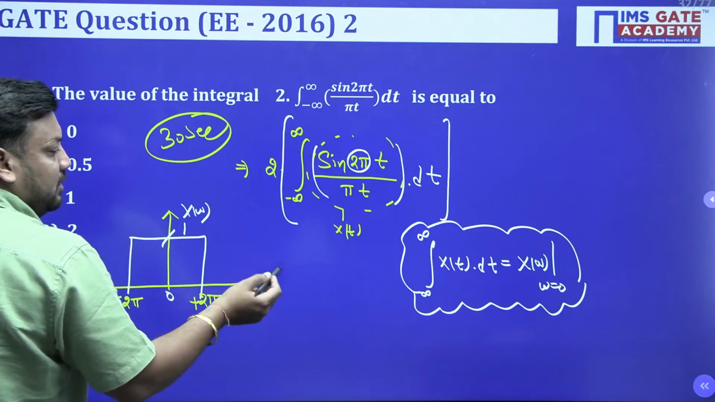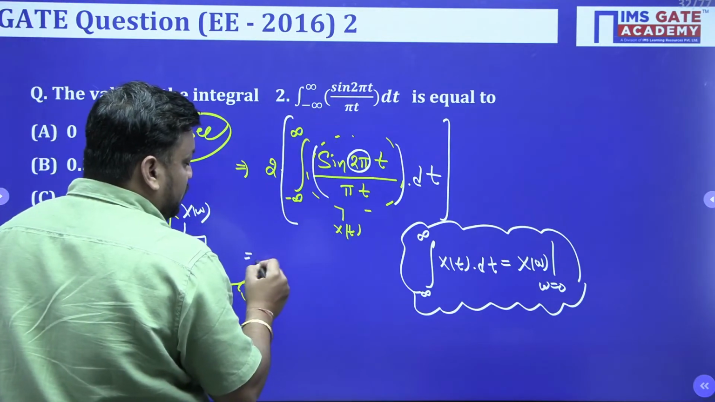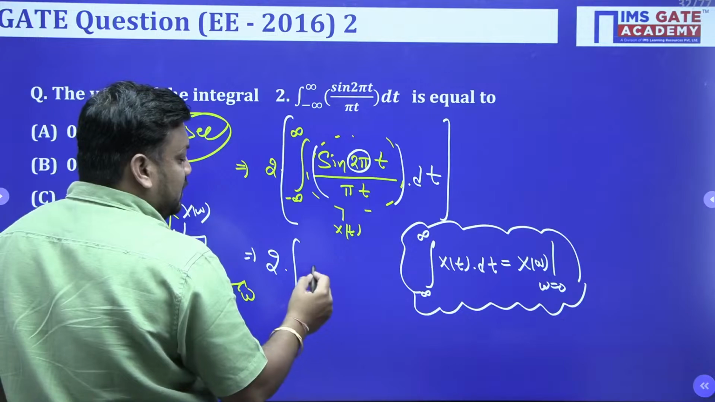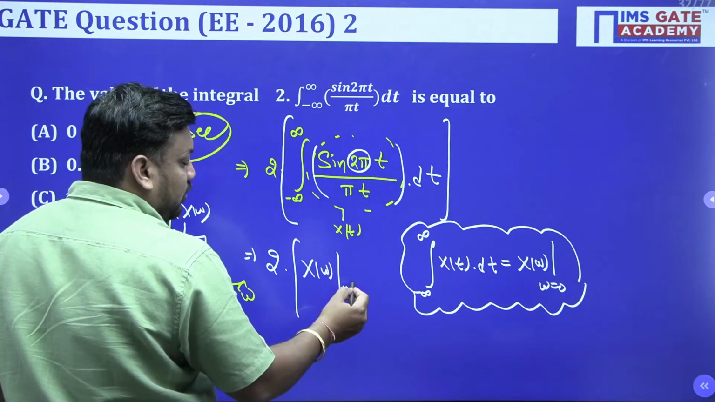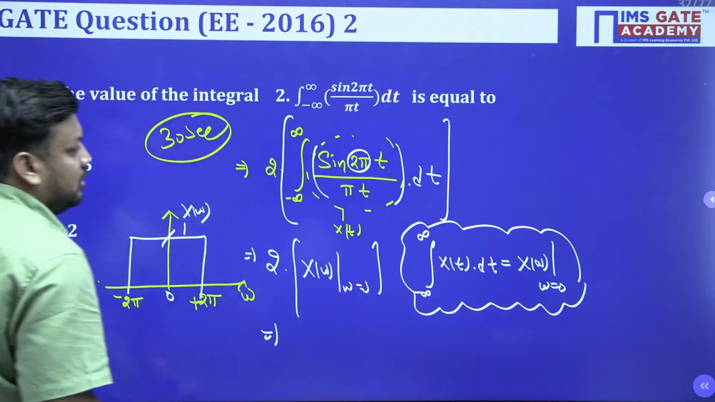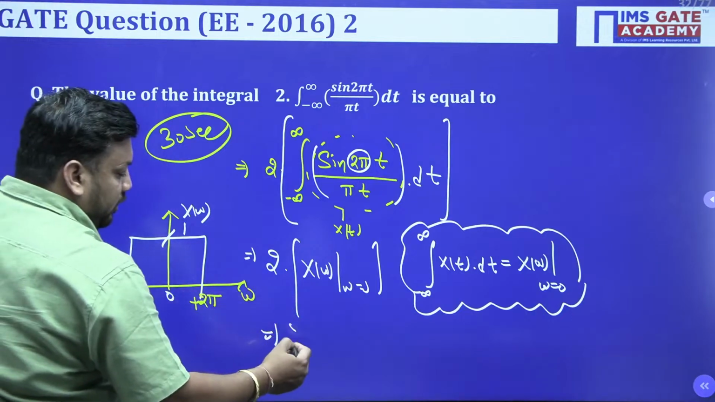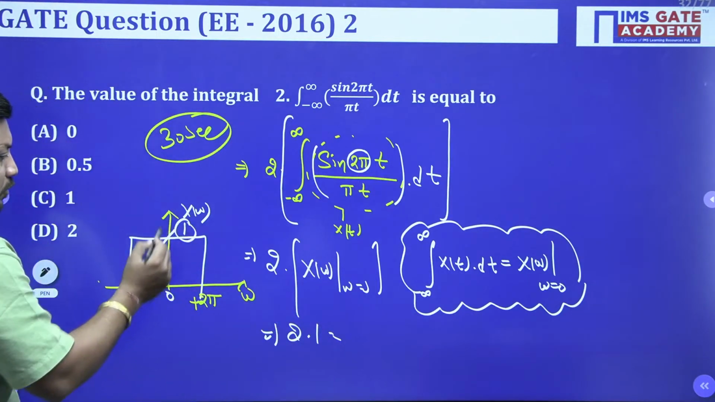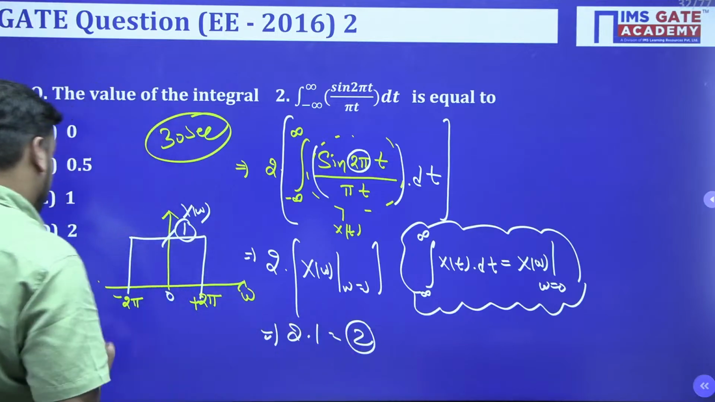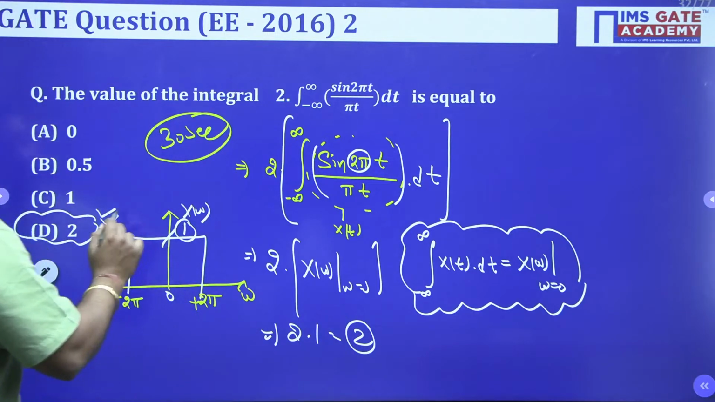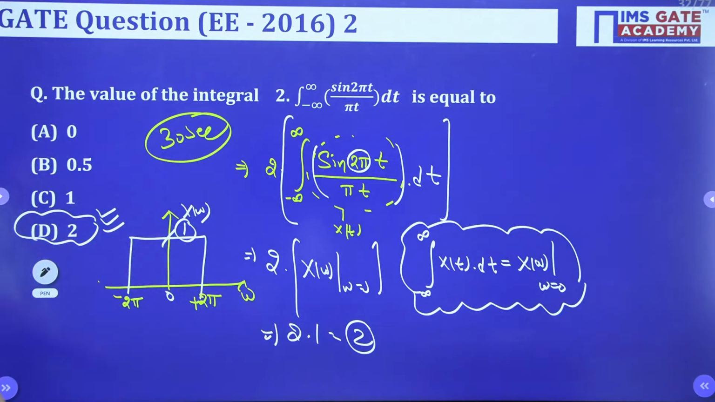Now tell me what is the answer. The 2 is already multiplied, and the answer is X(omega) at omega equal to 0. What is X(omega) there? It is equal to 1. So 2 into 1, because at omega equal to 0 the value is 1. So the answer is 2 only. The answer is option D. No sir, the answer is D, not C.